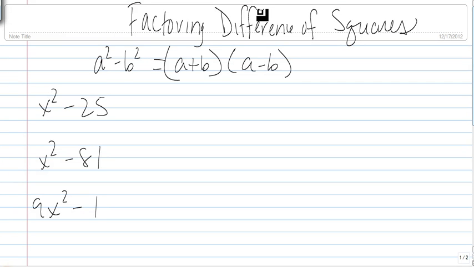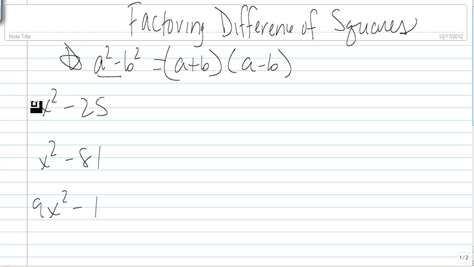Hi, it's Mrs. Mallet, and today we're going to talk about factoring the difference of two squares. Now, I have this formula up here to show you what it's going to look like. This is what the original problem would look like, and it factors out into one being a positive and one being a negative.